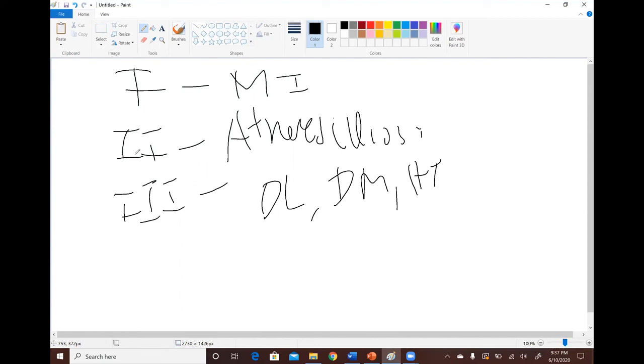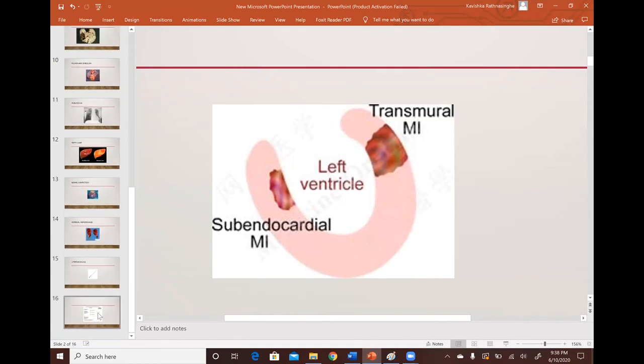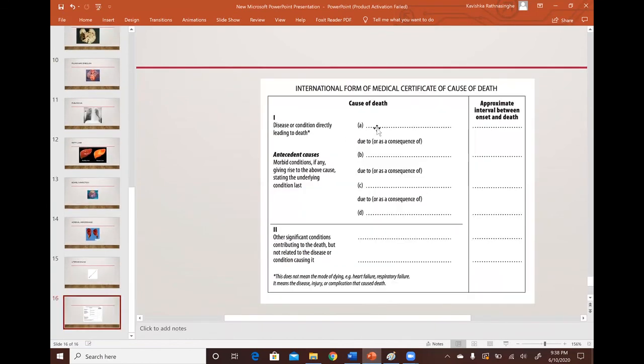Okay, the hypertension part you can omit, but basically the WHO format is the immediate cause, then the underlying intermediate cause, and then any underlying causes for it. Okay, so basically it's like a chain. So there is the immediate cause of death, which is the consequence of this, which is the consequence of this. It can go on and on depending on the condition.